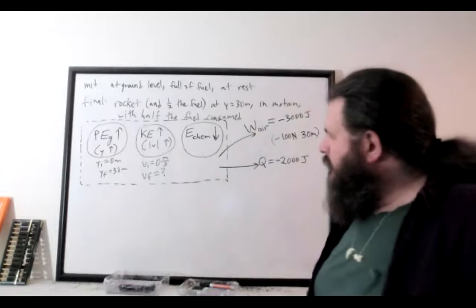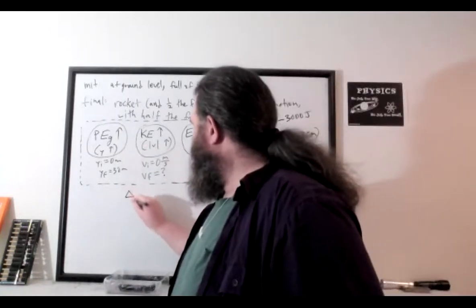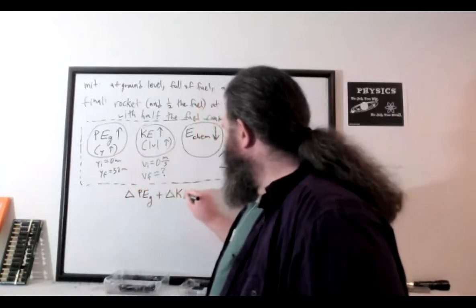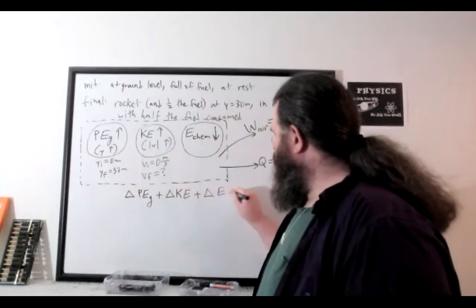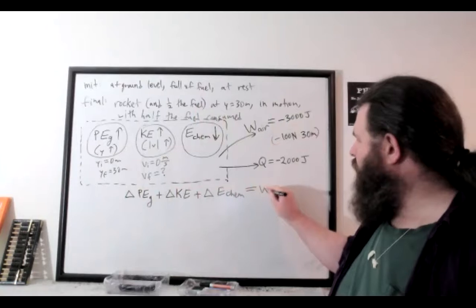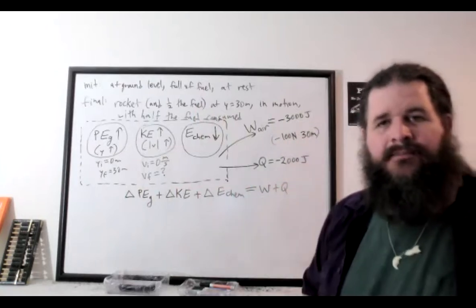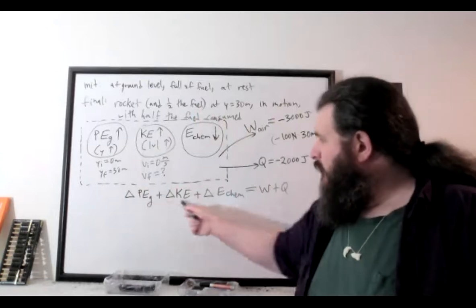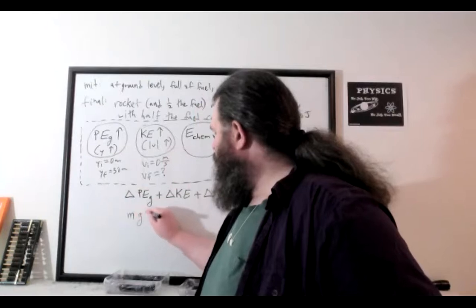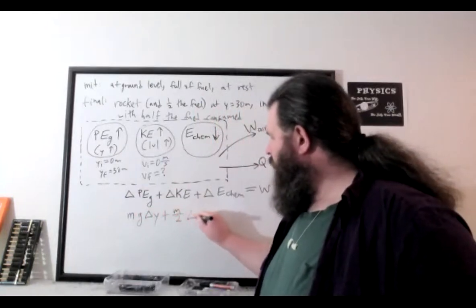So I think we should now be able to write out a conservation of energy equation. We've got these three changes, the change in total energy. Those all have to add up to not zero because this is not a closed system, but instead work plus heat. Fortunately, we know the values of work and heat, so we can just fill in those directly. And then we can fill in formulas for these. Potential energy of gravity is our usual mg delta y. Kinetic energy change is our usual 1/2 m delta speed squared.